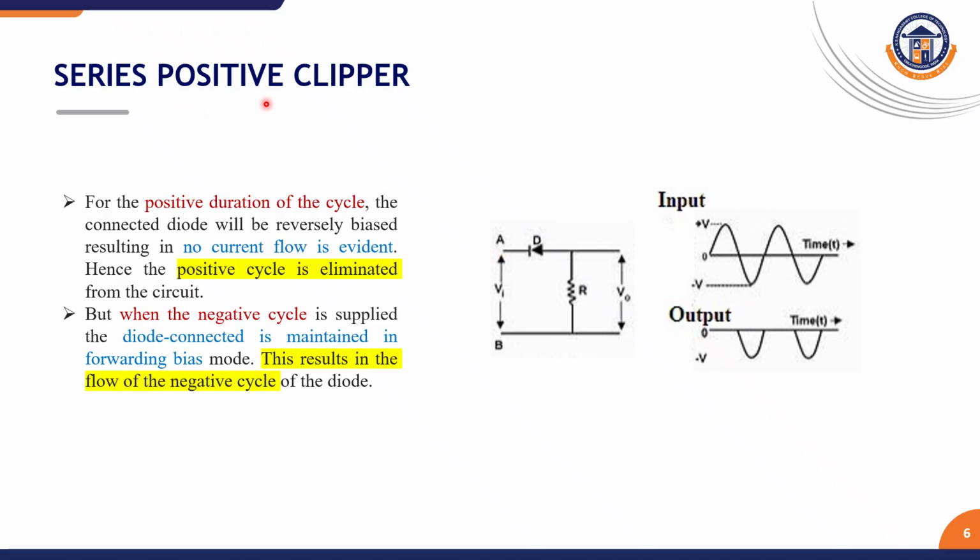In the series positive clipper, this is the input signal. When the input signal is applied to the circuit, the diode will be in the reverse bias condition during the positive half cycle of the input signal, so it does not conduct current. So the positive half cycle will be clipped off. During the negative portion of the input signal, the diode will be in the forward bias condition, so it allows the current to flow through, and the negative portion of the input signal will appear at the output side.